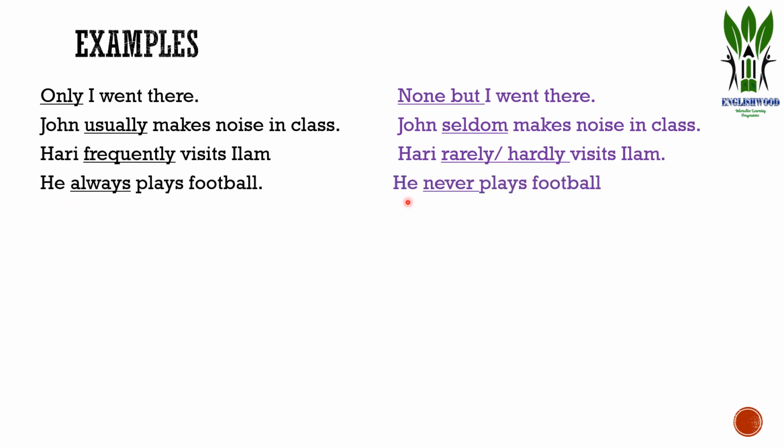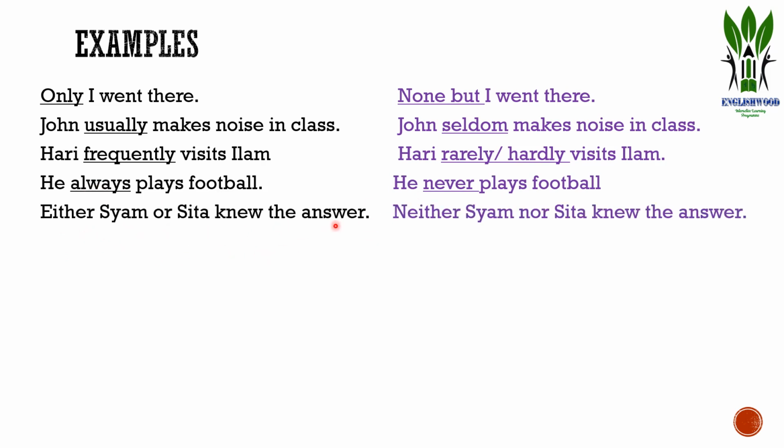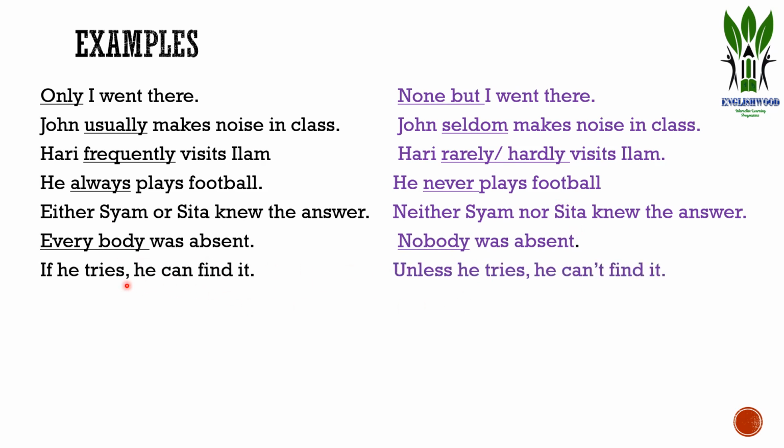He always plays football. He never plays. Always changes into never. Either Sam or Sita knew the answer. Neither Sam nor Sita knew the answer. So either or changes into neither nor. Everybody was absent. Nobody was absent. Everybody changes into nobody. If he tries, he can find it. Unless he tries, he can't find it. Okay. So if he tries changes into unless. Something's wrong. Nothing is wrong.